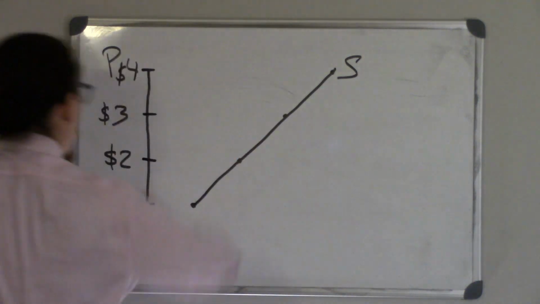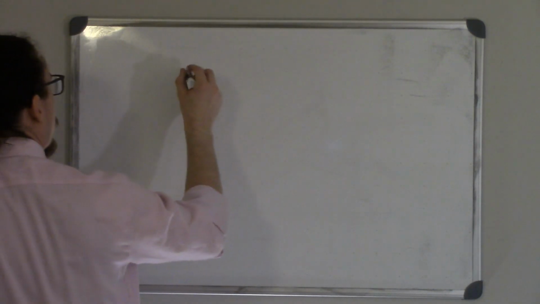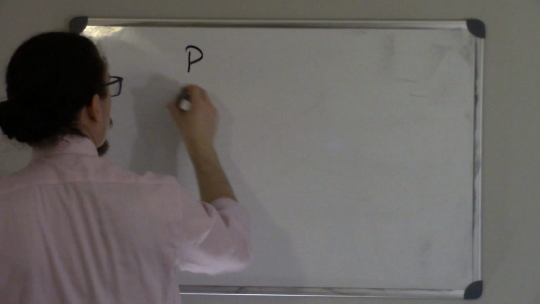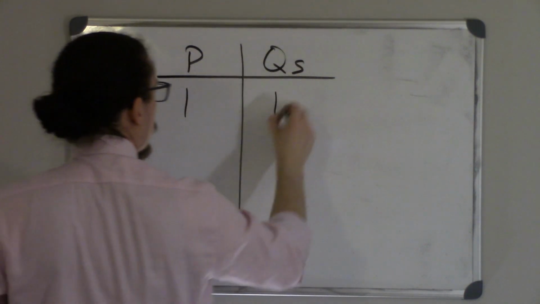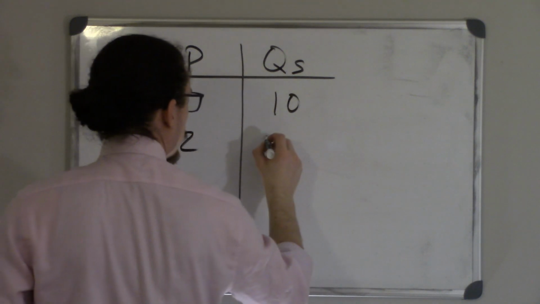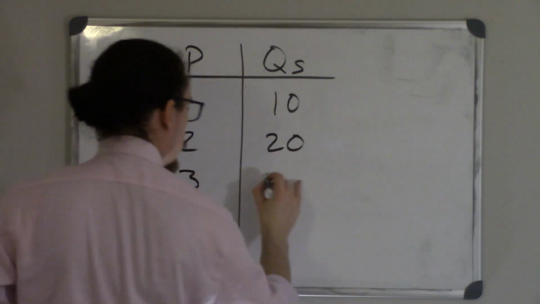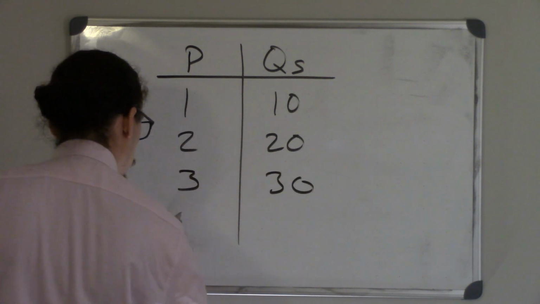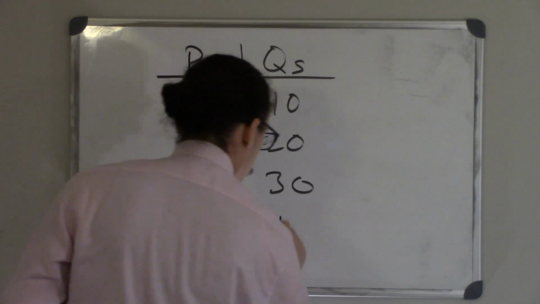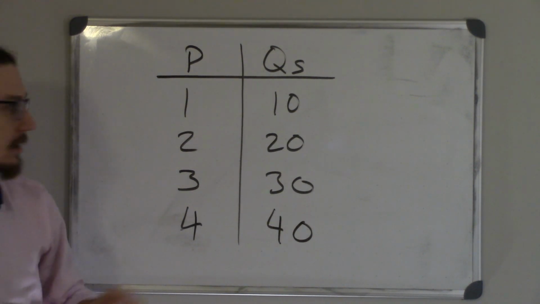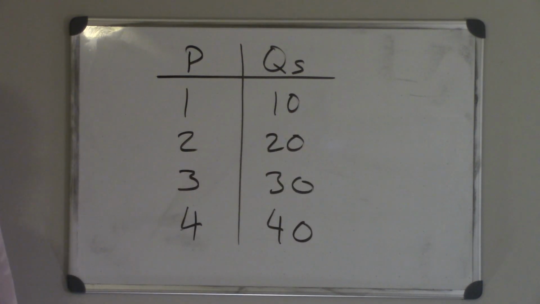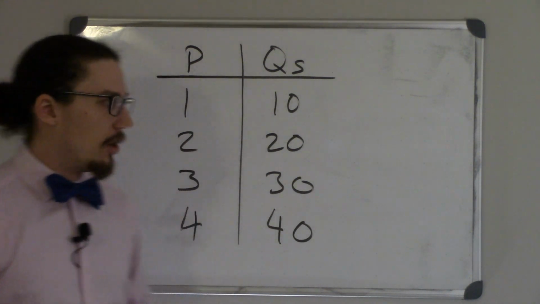All right, we can also look at this in a little table, because that information that I'd put up on the board is just our price and quantity supplied. So for each of these different prices, we've got our quantity supplied. We used this information to make our supply curve.